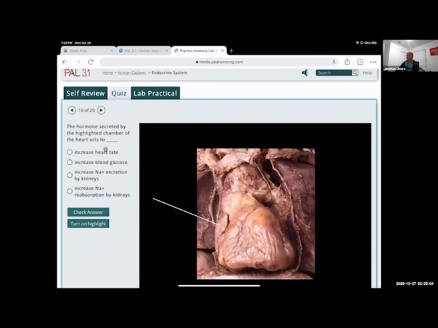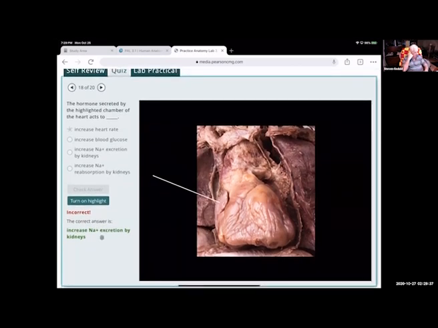And the hormone secreted by the highlighted chamber of the heart acts to, so here's the heart. This is the right atrium of the heart. And the hormone secreted by it either increases heart rate, increases blood glucose, increases sodium excretion, or increases sodium resorption by the kidneys. You say increased heart rate? Increased heart rate, that would be the AMP. What does it? Well, it increases sodium excretion by the kidneys.